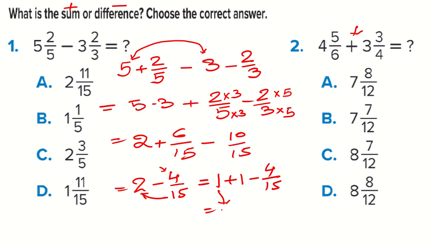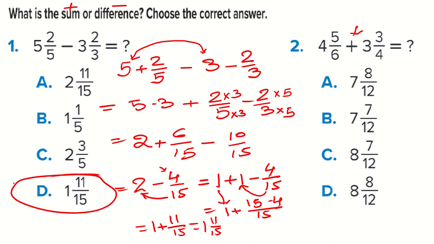So this one comes here as it is, no change in this, and then this 15 multiply by 1, 15, and minus 4 over 15. So what will be the answer? 1 plus 11 over 15, means 1 and 11 over 15. So this is the answer. Okay, now in the same way you can do that question also. I'm sure this question you understand.